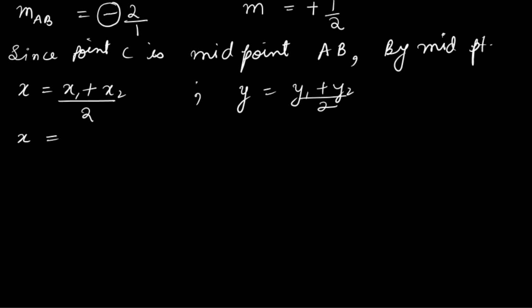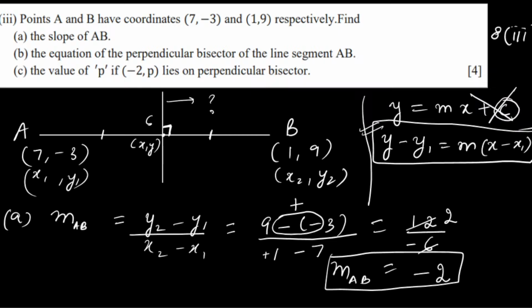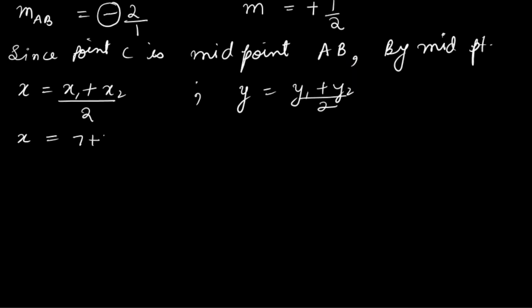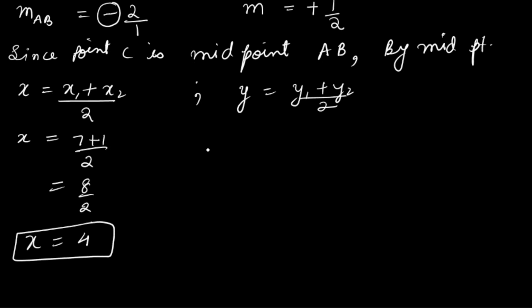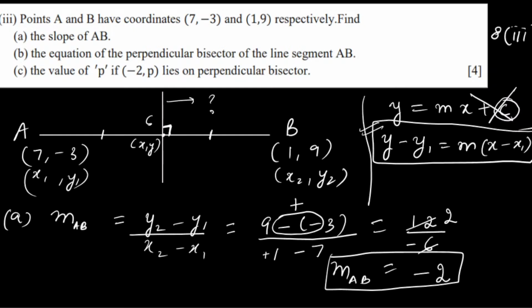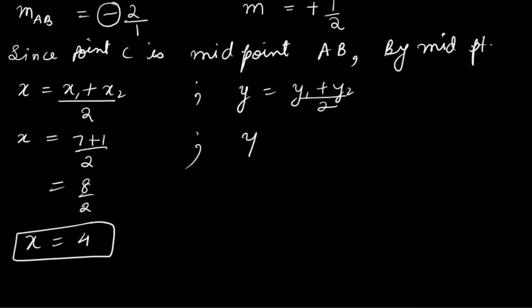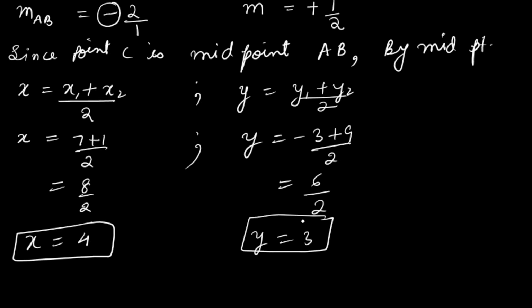So we can find x: x1 is 7 and x2 is 1. So 7 plus 1 by 2 is 8 by 2, which is equal to 4. So the x value we are getting is 4. Let's find the y value. y1 is minus 3 and y2 is 9. So minus 3 plus 9 by 2 is 6 by 2, which is equal to 3. So y is equal to 3. x is equal to 4, y is equal to 3.